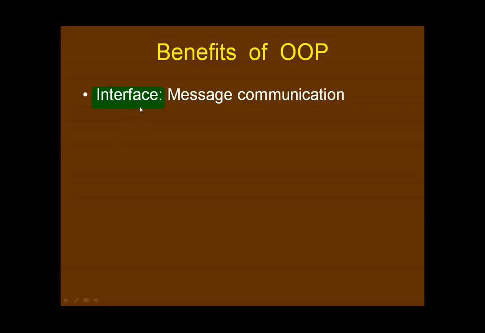Next, it is interface. Interface means member methods act as interfaces between outside world and data. So functions interact in order to accomplish a task. So message communication is nothing but invoking a method. Why we are invoking a method? In order to accomplish a task.